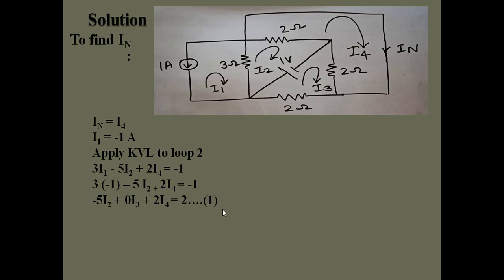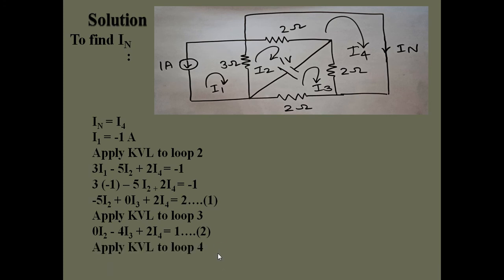After that we will apply KVL to loop 3. When we apply KVL to loop 3, we will get the equation as 0 I2 minus 4I3 plus 2I4 is equal to 1. After that we have to apply KVL to loop 4. When we apply KVL to loop 4, our equation will be 2I2 plus 2I3 minus 4I4 is equal to 0.